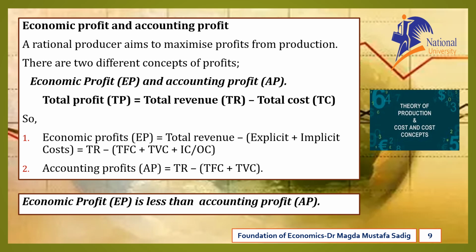Accounting profit shows how much money you have made on paper, while economic profit shows whether your business decision is the best use of your resources. Understanding this distinction helps firms make smart, forward-looking decisions.